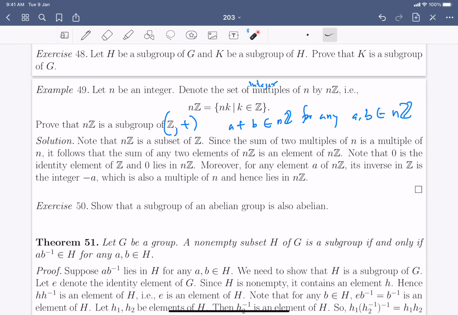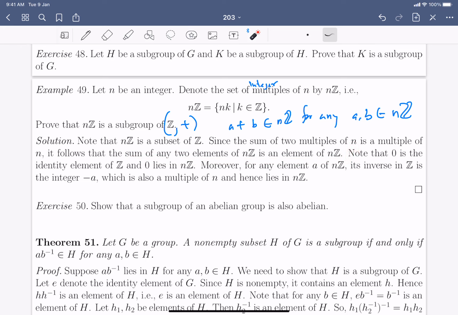There is no room for any confusion. Okay, so since the sum of two multiples of n is a multiple of n, this is easy to observe. nk plus nk' is n times (k plus k'). So it follows that the sum, or if you want the composition, but since here the composition law has got a nice name, namely sum, we prefer to use that terminology. So since the sum of any two elements of nZ, since the sum of two multiples of n is a multiple of n, it follows that the sum of any two elements of nZ is an element of nZ, right?